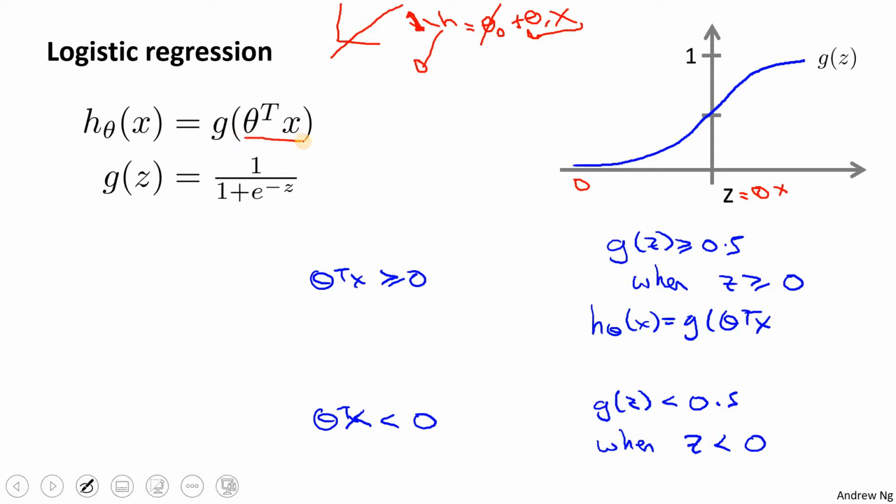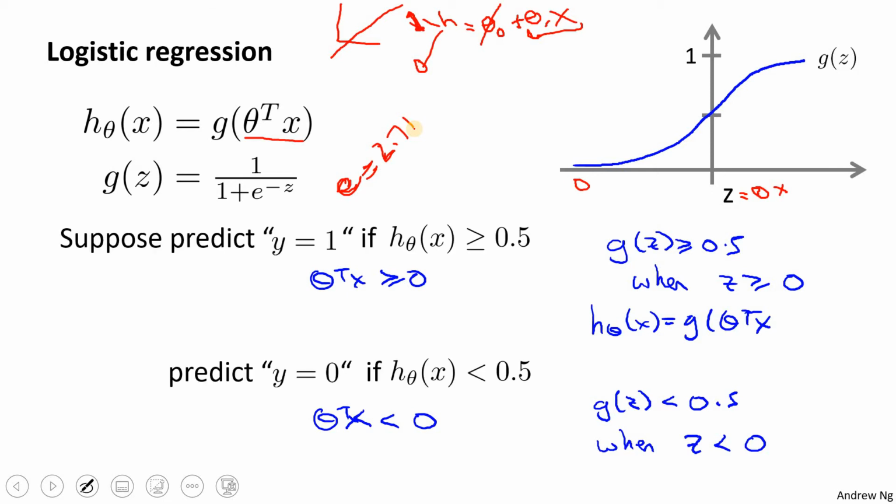So what does g do? G is represented by this equation: 1 over 1 plus e to the power minus z. If you know from your mathematics, e is just a constant, and its value is 2.71 something. Just like pi or any other number, it's a number and its value is equal to 2.71.